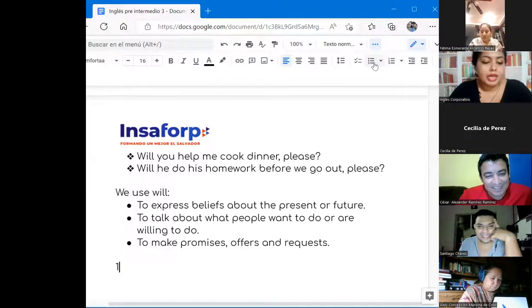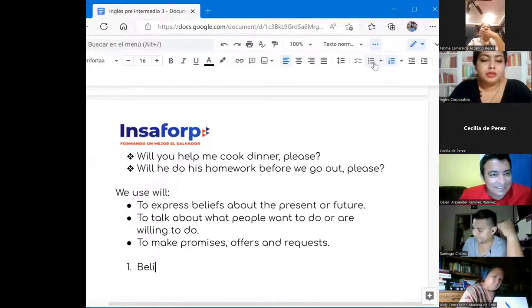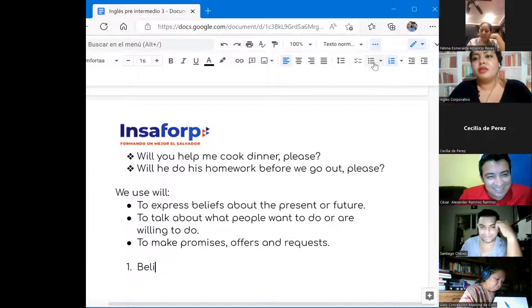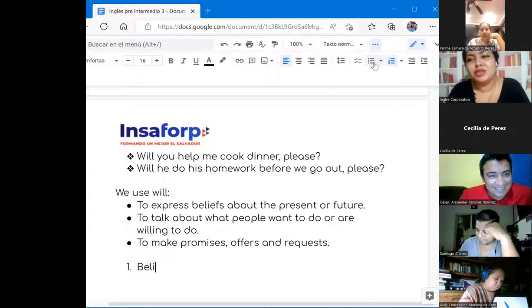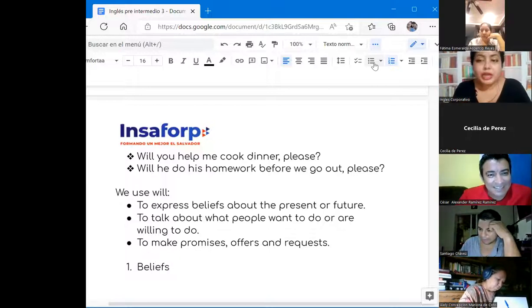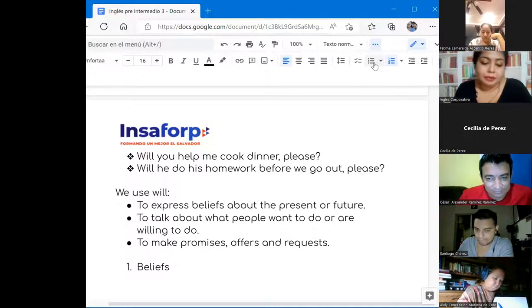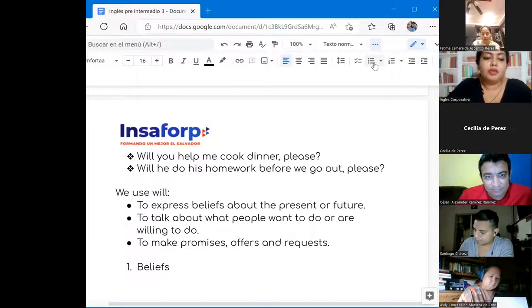We have the number one, beliefs. Vamos a hablar de lo que creemos. We are not going to talk about like, we believe in God and all the things. We are going to talk about situations. So in this case, beliefs. We use will to express beliefs about the present or the future. That is the first one that we have in the document. ¿Qué creemos nosotros que va a pasar en el presente o en el futuro? Algo que queremos que pase y estamos seguros de que puede llegar a pasar. And we have some examples for this one.